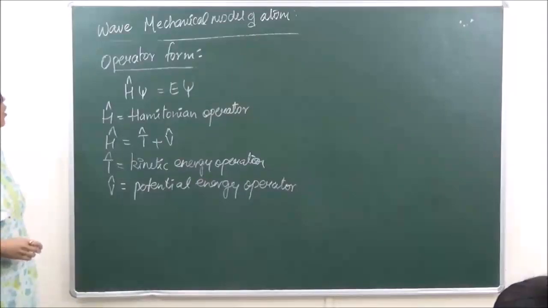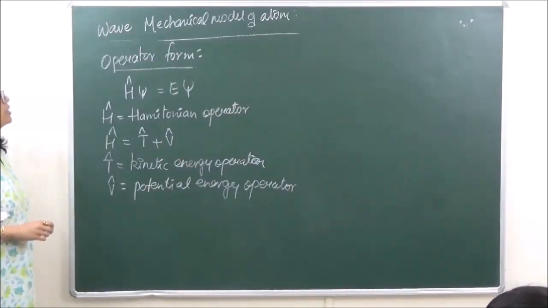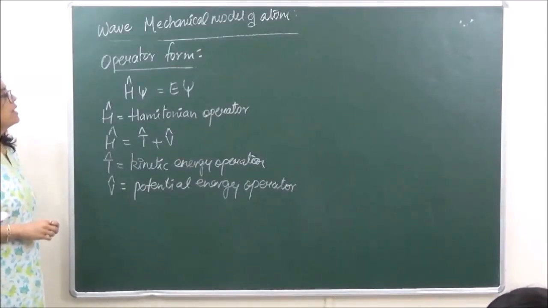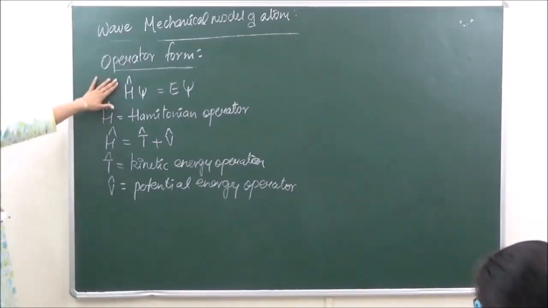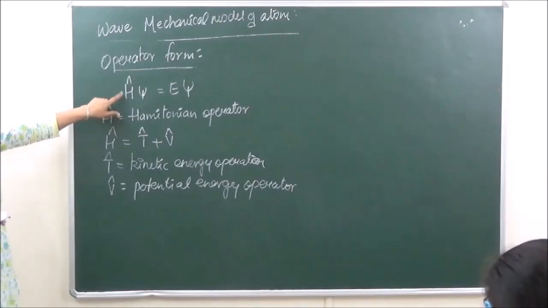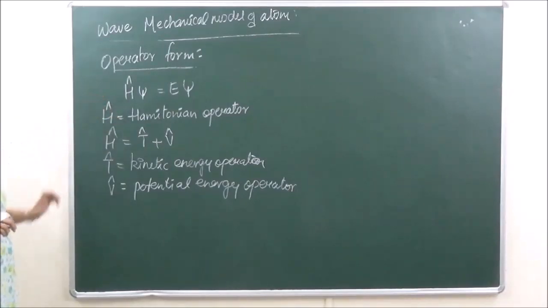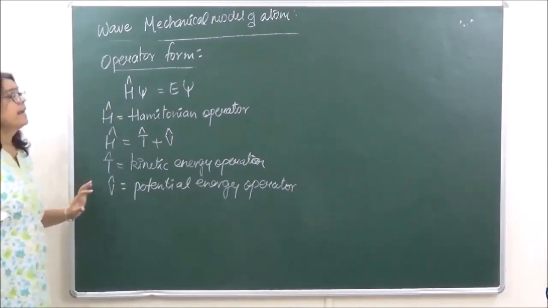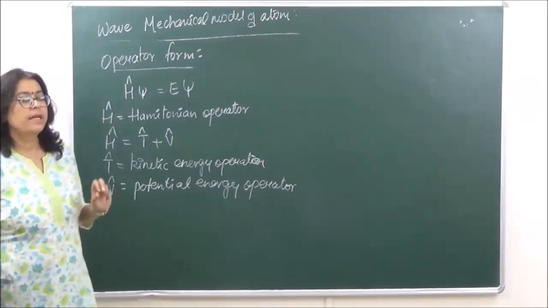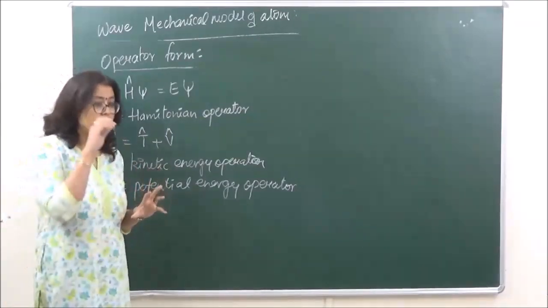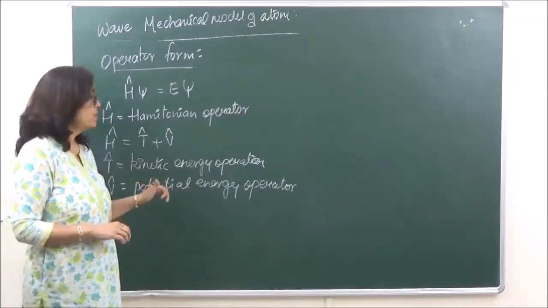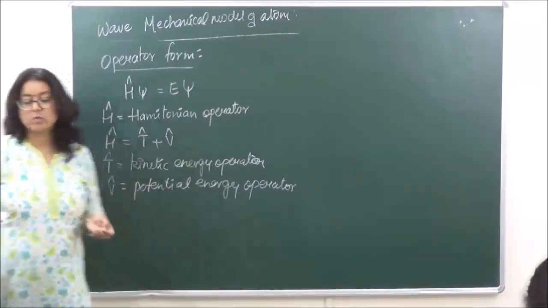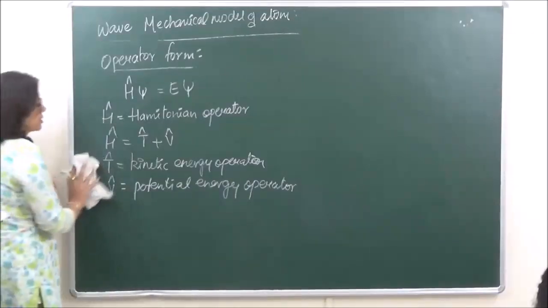Okay, so the operator form of Schrödinger wave equation is H psi equal to E psi, where H is known as the Hamiltonian operator. Now, as we just said, the Schrödinger wave equation suggested the quantum numbers, which are a very important part of this chapter. So let's go on to the next section, which is the quantum numbers.